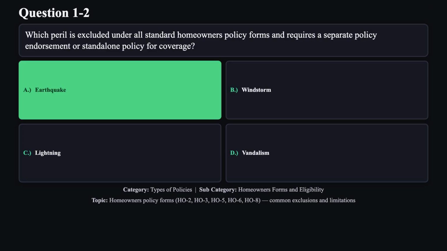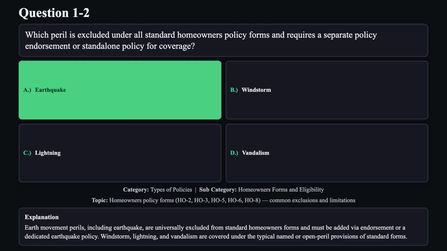The correct answer is A. Earth movement perils, including earthquake, are universally excluded from standard homeowners forms and must be added via endorsement or a dedicated earthquake policy. Windstorm, lightning, and vandalism are covered under the typical named or open peril provisions of standard forms.